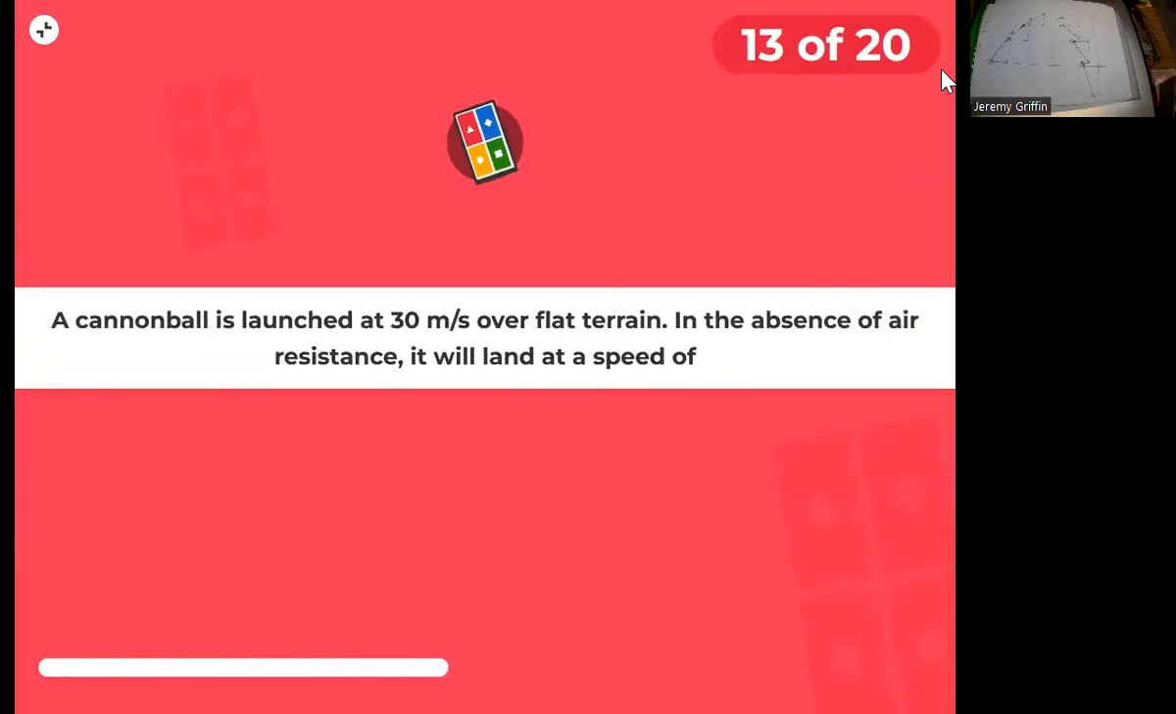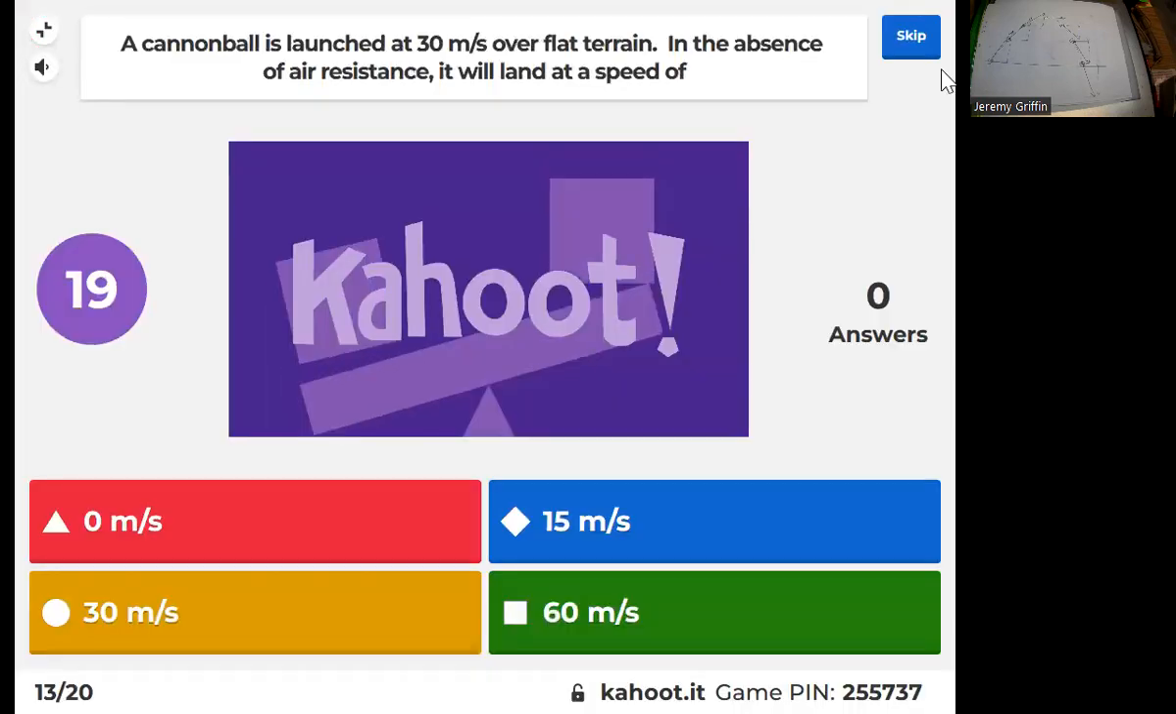A cannonball is launched at 30 meters per second over flat terrain in the absence of air resistance. It will land at a speed of.